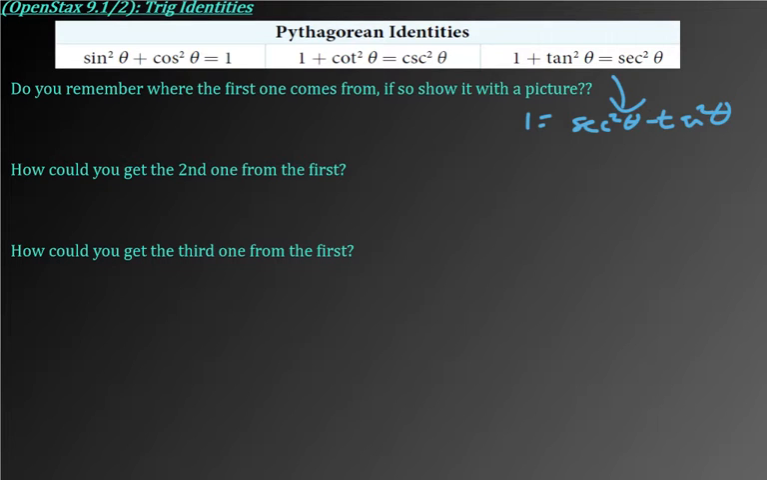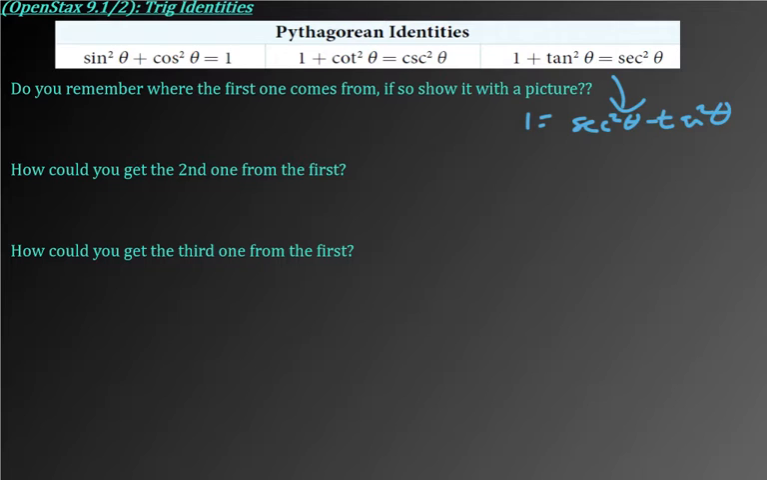So what I want to start with is reminding you where this one comes from, and then I think it's pretty easy to see where these next two come from. This came out of, basically, you can think of it as the equation of a circle.